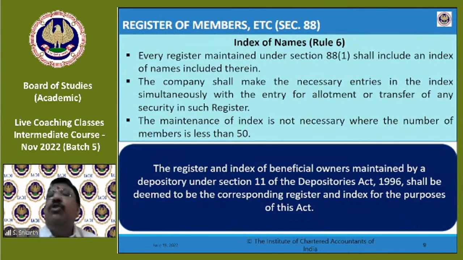Now, an index should also be maintained, because suppose I want to look up a member quickly. I've got a lot of members now. How do I know which folio to go to? So there should be an index.